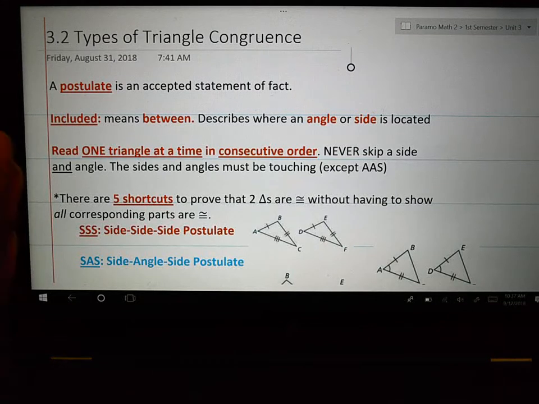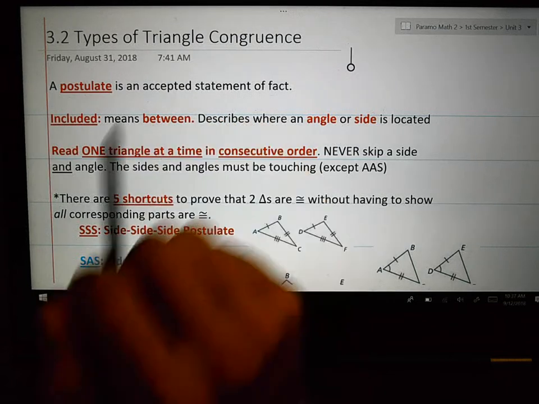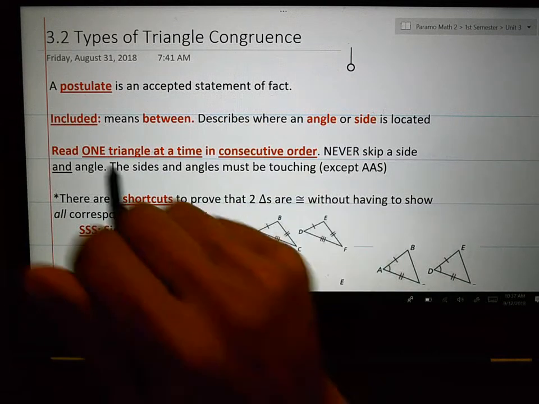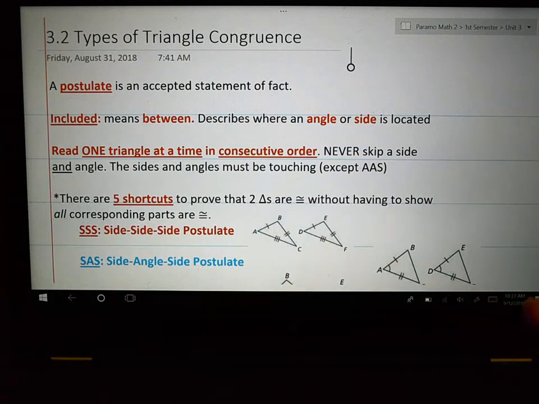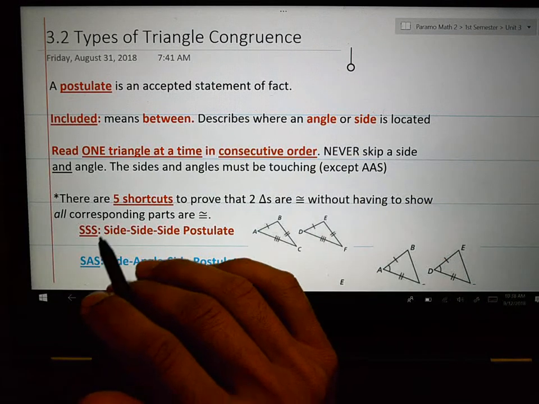In 3.2, we're going to specifically talk about triangle congruence. In 3.1, we were talking about polygons. It could be a four-sided shape that was congruent. It could be a five-sided shape that's congruent. But now we're going to talk specifically about triangles being congruent.